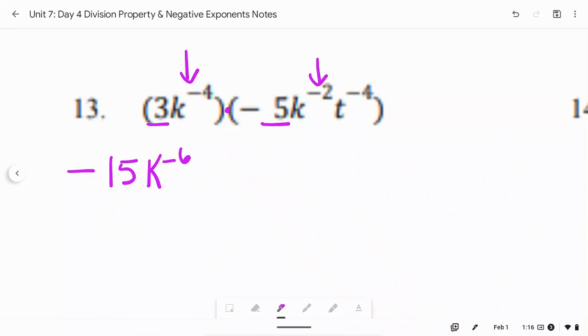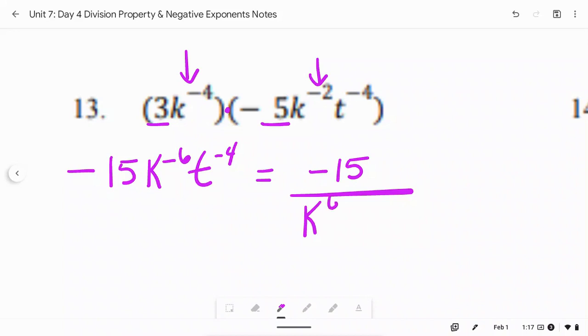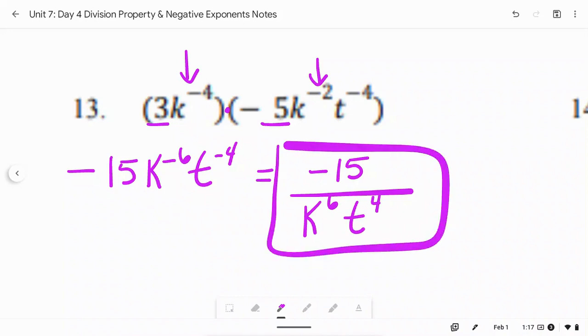And then just bring that t down. It would just stay t to the negative 4th power. So because the other one doesn't have a t, that's okay. We just carry it down. Then I can't leave my answer like this because I have 2 negative exponents. So just keep negative 15 in your numerator and bring k into the denominator, make it a positive 6, and then t to the denominator and make that a positive 4. So for 13, I get negative 15 over k to the 6th, t to the 4th power.